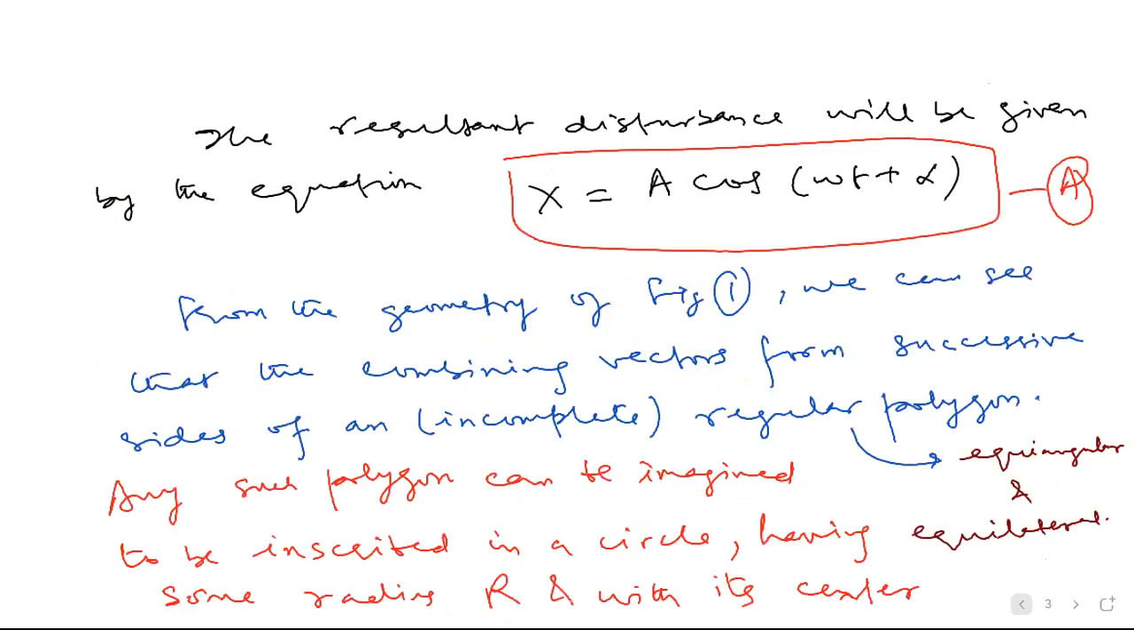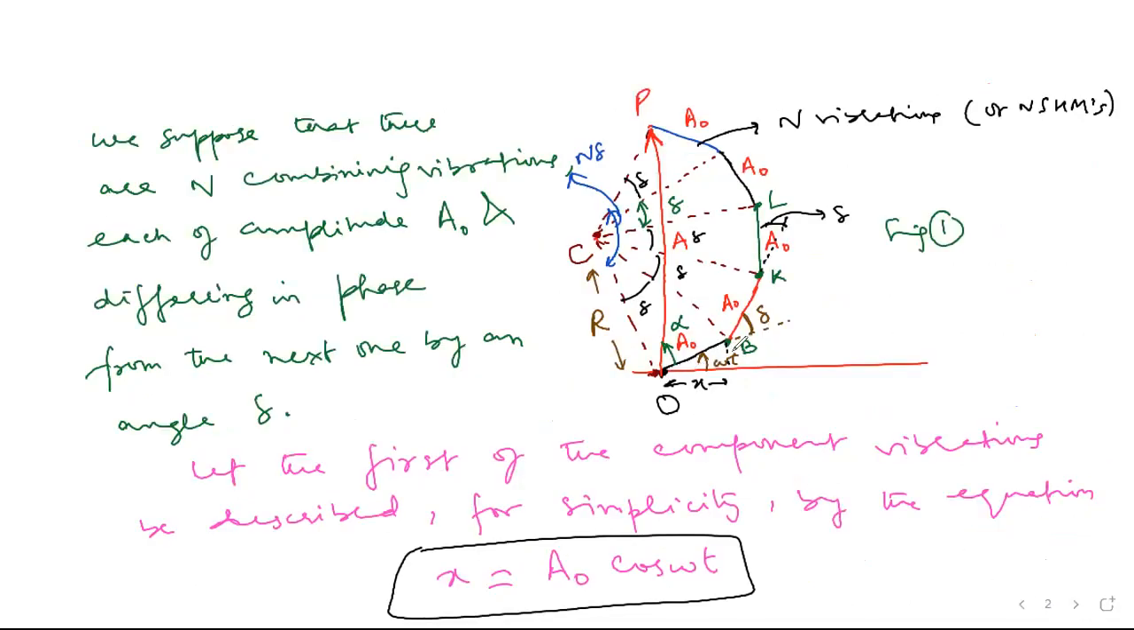Then we used geometry. We said the component vectors are sides of an incomplete regular polygon, right? The center of the circle is C, R is the radius of that circle, and all the corners, for example, K and L, lie on that circle. All angles are delta, right? So the angle subtended by each amplitude at the center of the circle, C, is delta, which is the same as the angle between two successive component vectors, right?